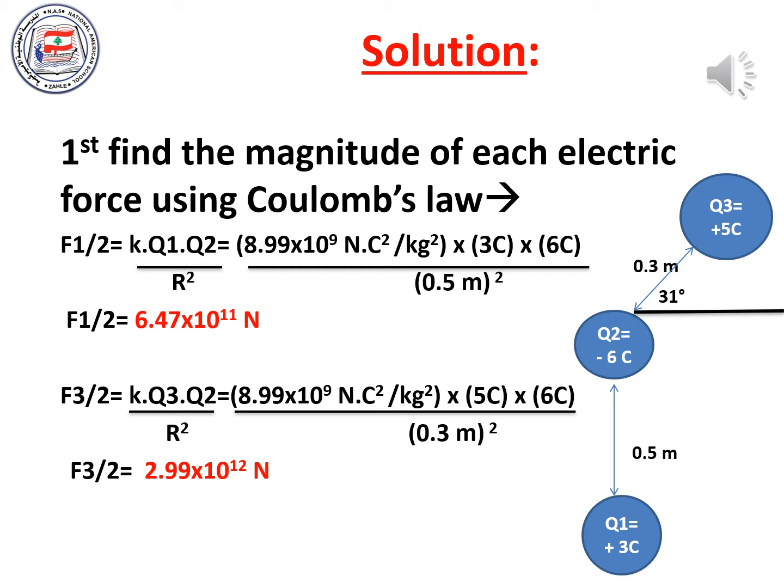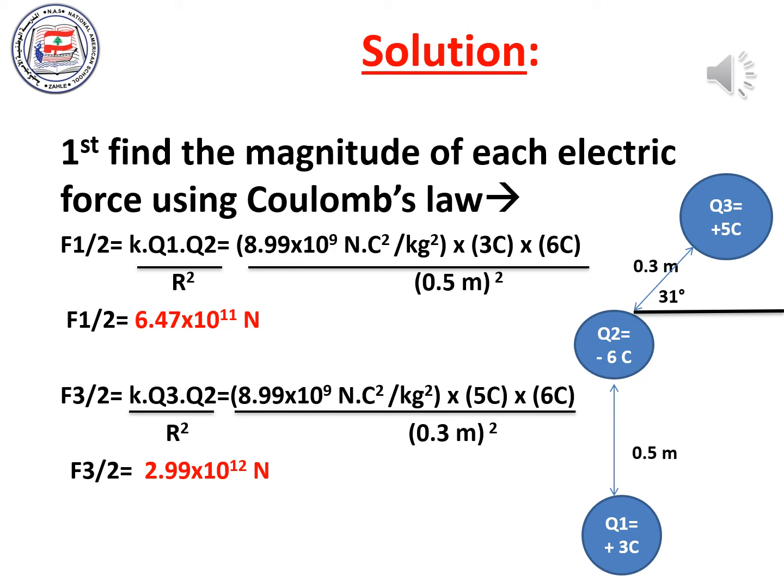Now we need to find the electric force exerted by charge 3 on charge 2. It is equal to K times Q3 times Q2 over R squared, equal to 8.99 times 10 to the power 9, which is Coulomb's constant, times 5 coulombs, which is Q3, times 6 coulombs, which is Q2, over 0.3 meters squared, which is the distance between the two charges. And the answer is 2.99 times 10 to the power 12 newtons.